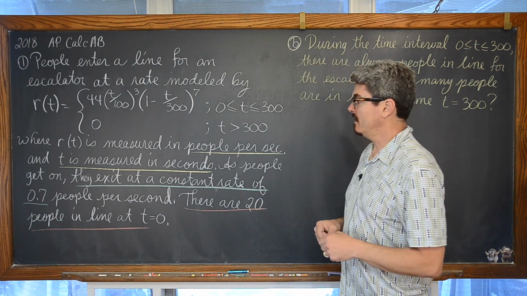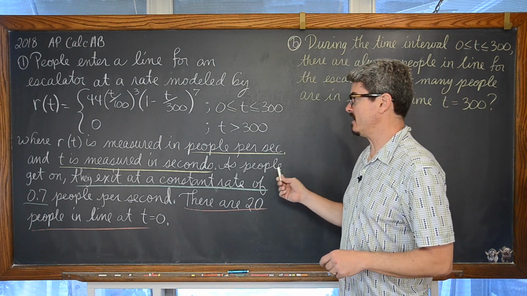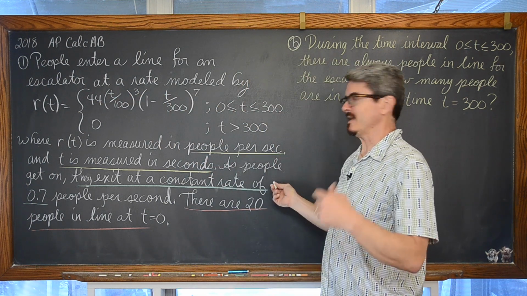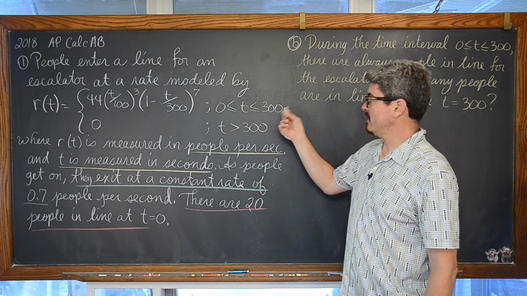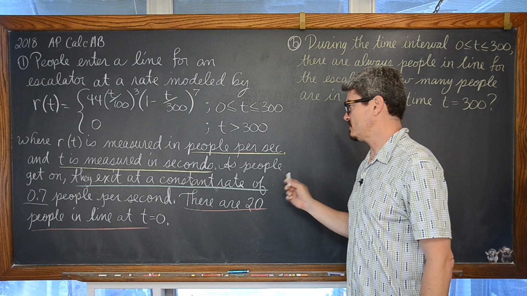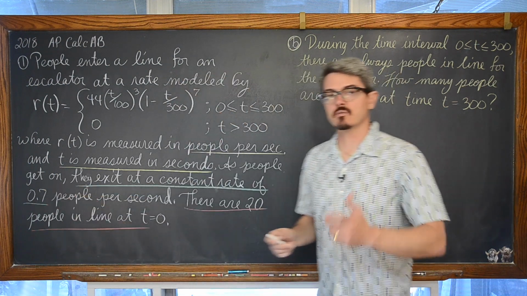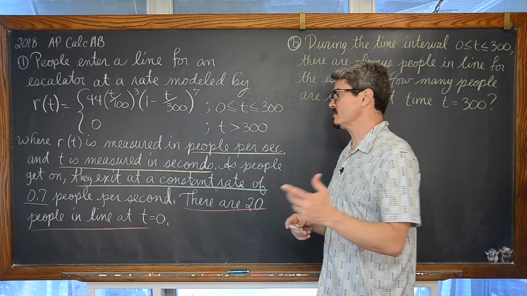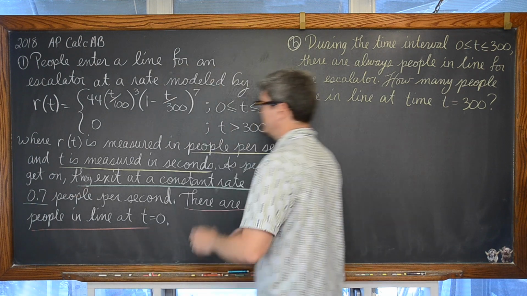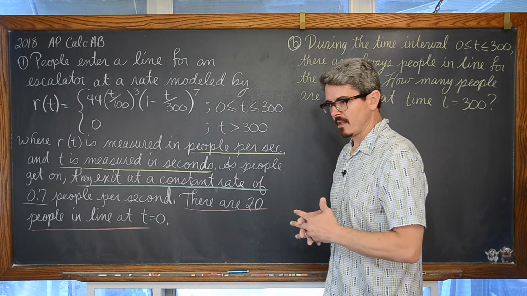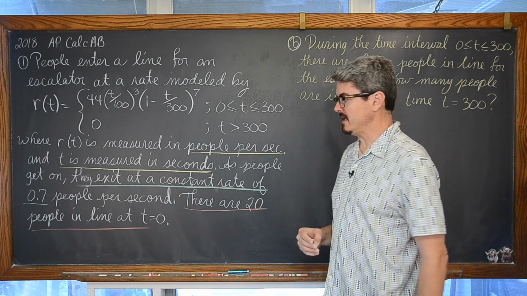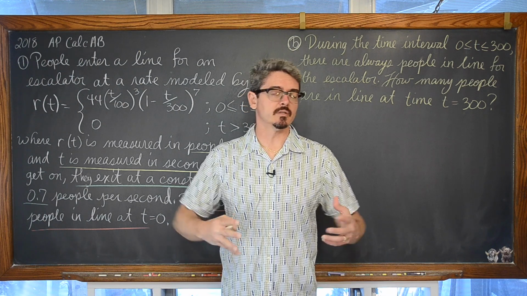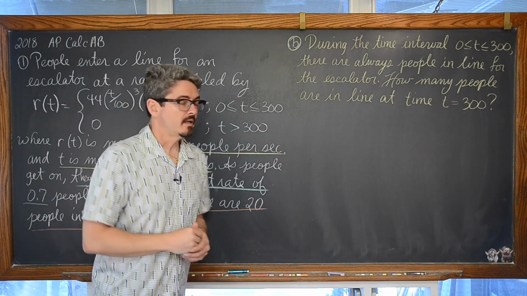290. And we know that people aren't really exiting unless they get on. So they're getting on for the first 300 seconds, and during that time, they're getting off at a constant rate of 0.7 people per second. So you could actually figure out what is 0.7 times 300 and just subtract that away from the 290. But it's always a good idea to write out the calculus expression. They are looking for calculus to solve the answer.